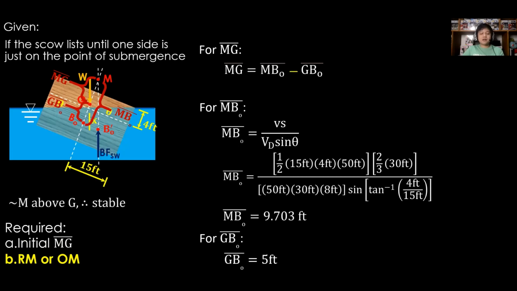By assessment of GBO bar and MBO bar, indeed M is higher than G. Thus, it is still stable. Then G is above BO. Therefore, in the equation, use the subtraction sign or the difference of the two. Substitute values. The distance MG bar is 4.703 feet.